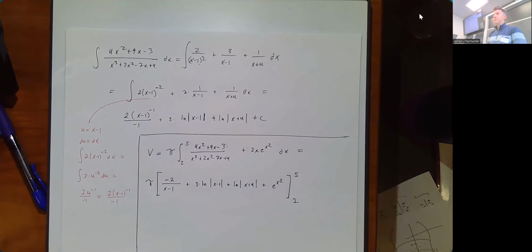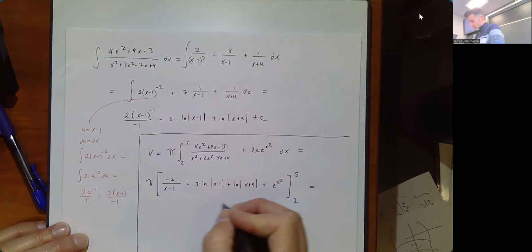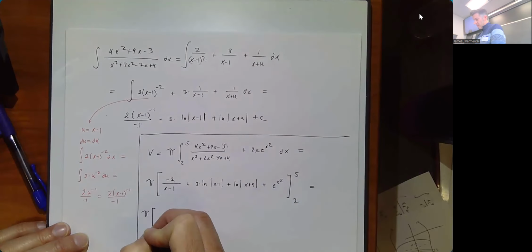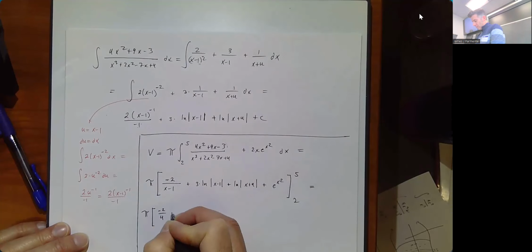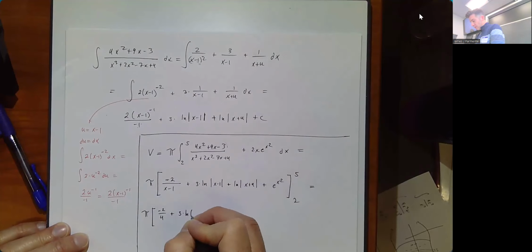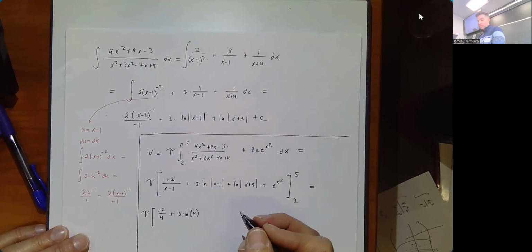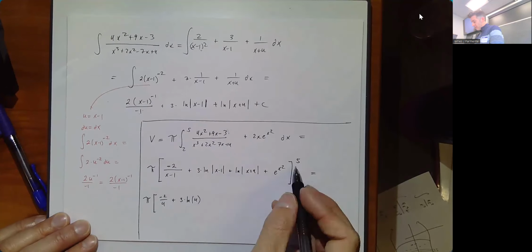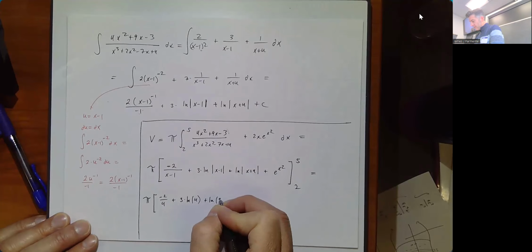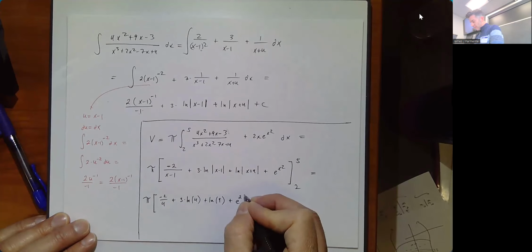What a mess. But we're almost done. So then we plug in 5. And we get pi times negative 2 over 5 minus 1. So negative 2 over 4. Plus 3 times the natural log of 5 minus 1. So 3 times the natural log of 4. You don't need the absolute values because the absolute value of 4 is 4. And then plugging in 5 here, the natural log of 9, plus e to the x squared is e to the 5 squared, so e to the 25.